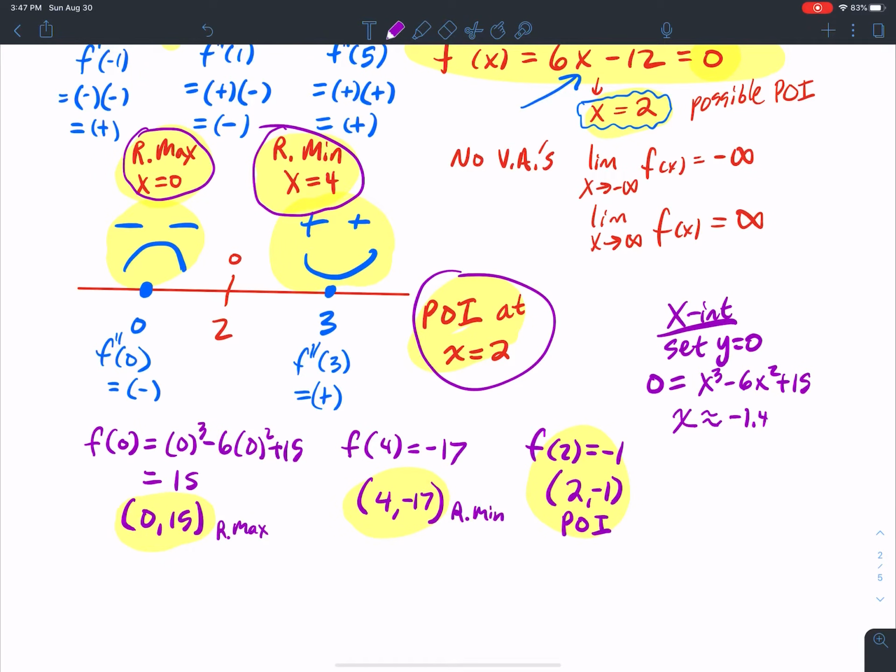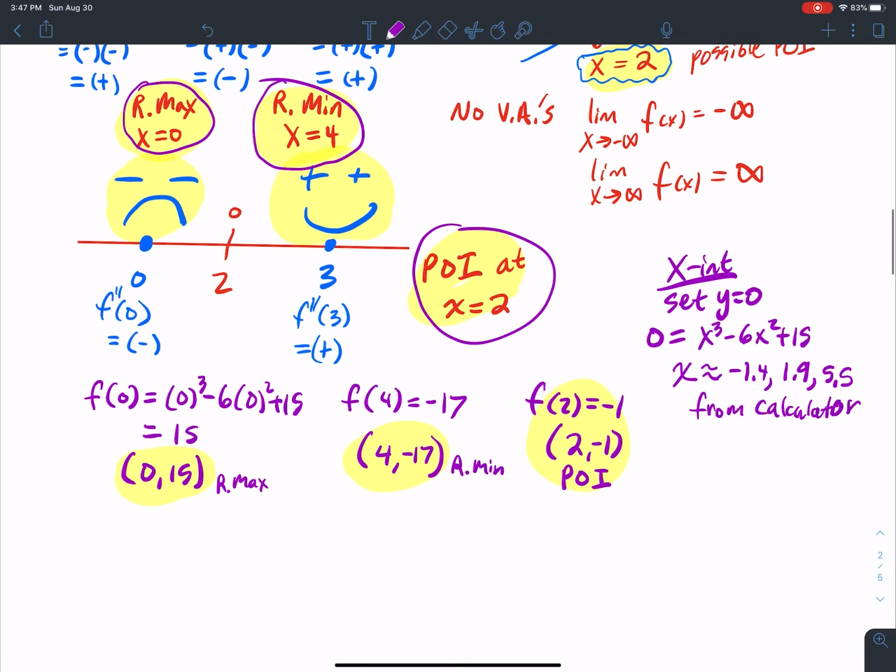So negative 1.4, 1.9, and 5.5. I'm going to say from the calculator, so I know where this came from. I didn't factor it, okay? I also want the y-intercept.